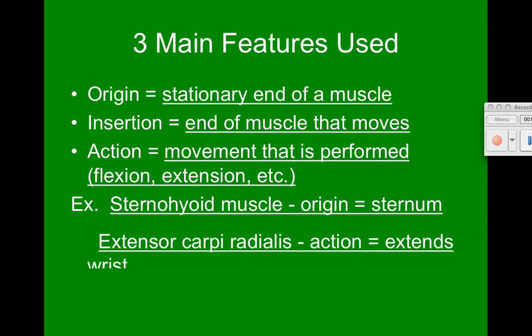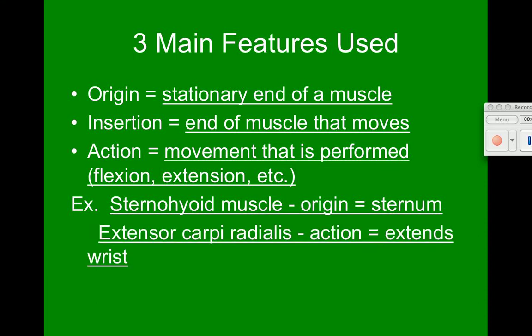Another example is the extensor carpi radialis. Now, you can actually tell 3 things about this muscle: that it extends, it's attached to the carpal bones, and it's attached to the radius. So obviously, that movement is going to extend the wrist, but that's a muscle that you can tell 3 things about and find out some information on. And that's what I kind of expect you guys to be able to do.